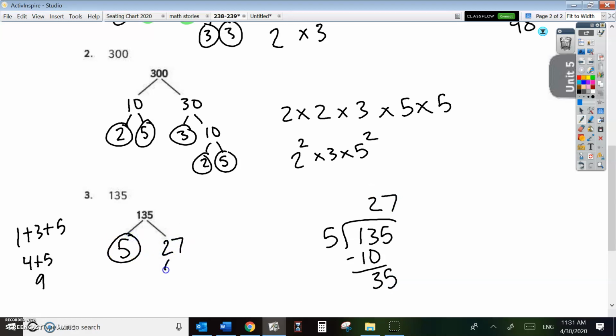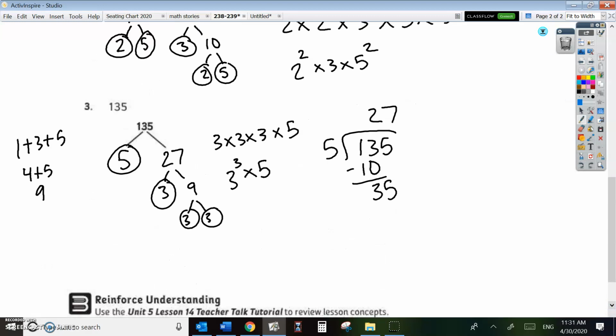5 is prime, 27 is composite, 3 and 9 are factors, 3 is prime, 3 and 3 are factors, so we have three 3's times a 5. Or you could do 3 to the third times 5. Either of those are correct for prime factorization for 135.